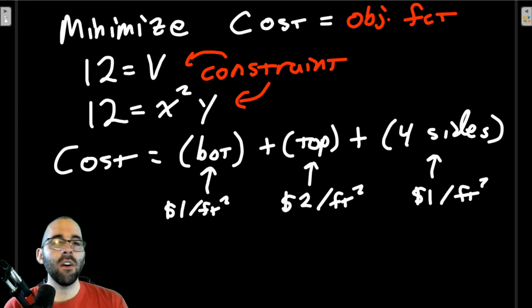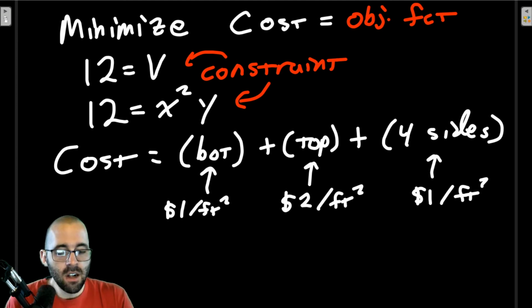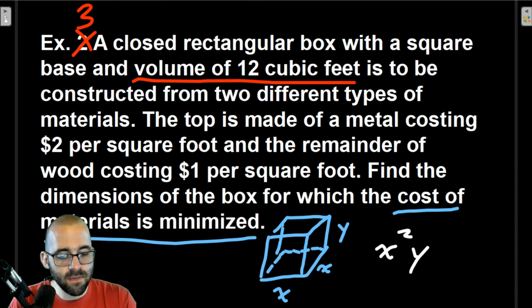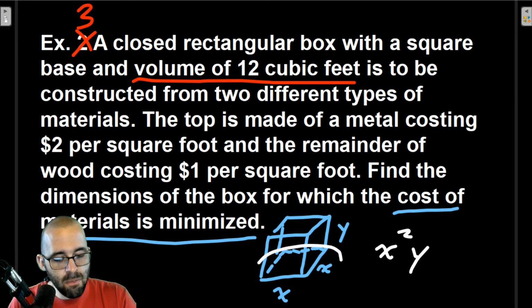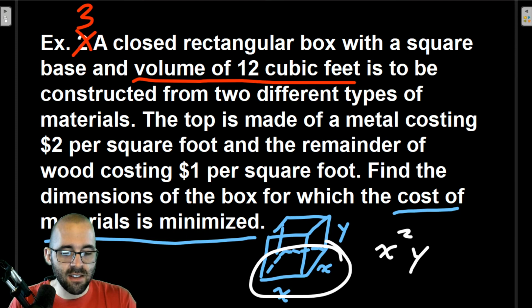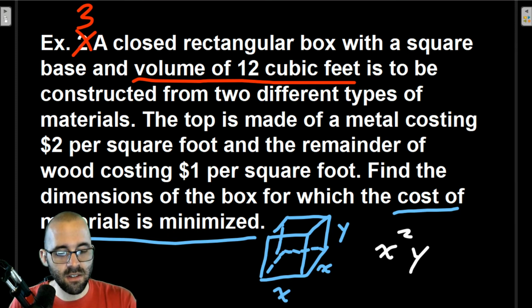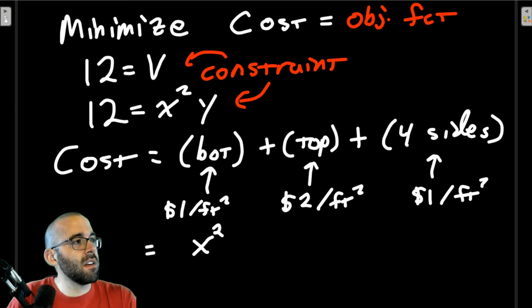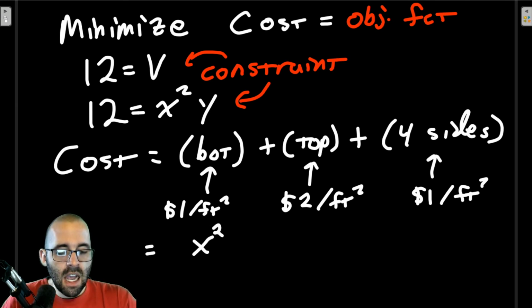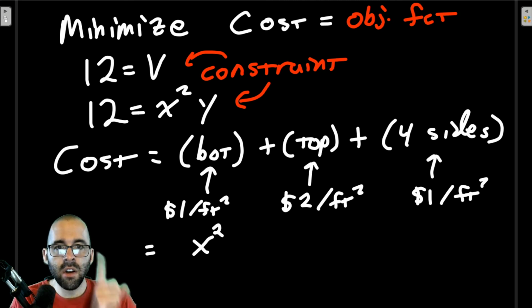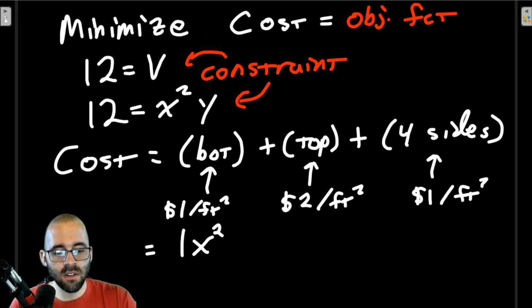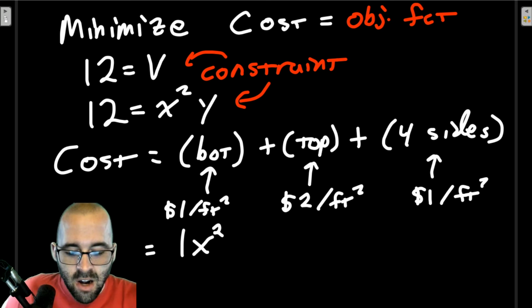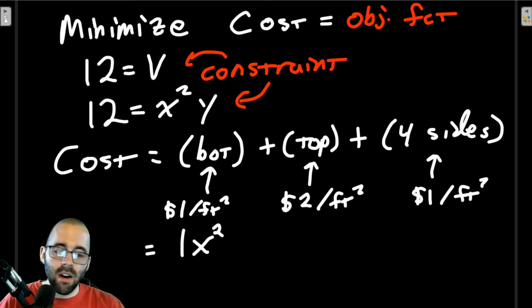So we just have to figure out, well, if the bottom's $1 per every square foot, how many square feet do we have in the bottom? So the base right here is x times x square feet. So the base is x squared square feet. And the cost is going to be $1 for every single one of those. So the cost of the bottom of the box is 1x squared.